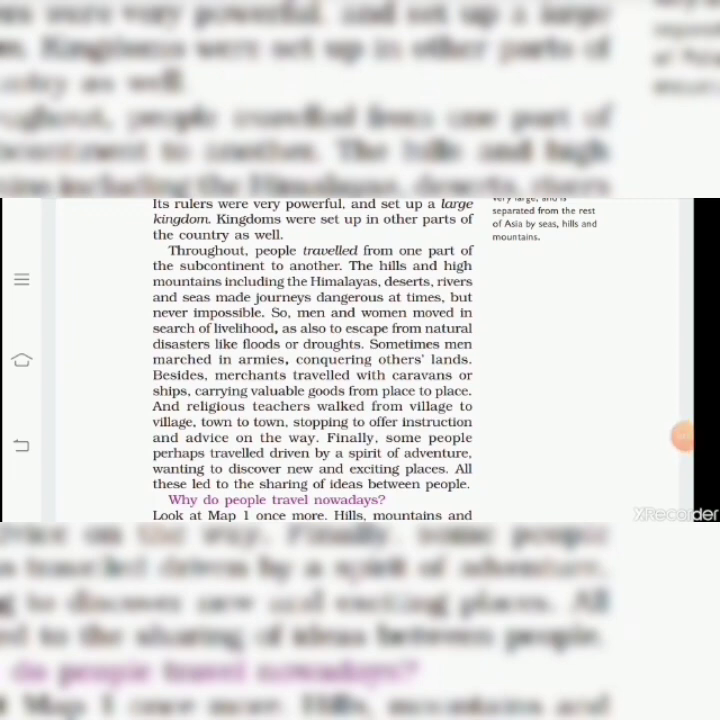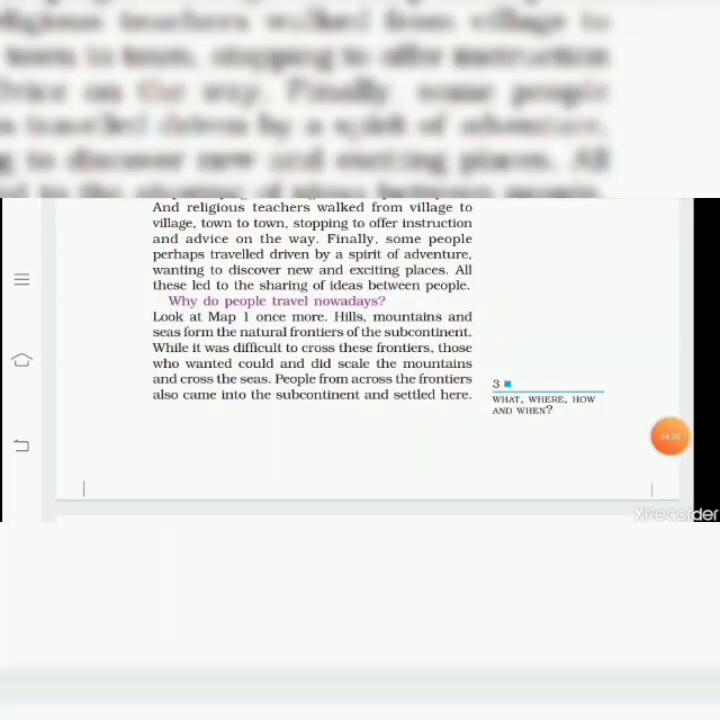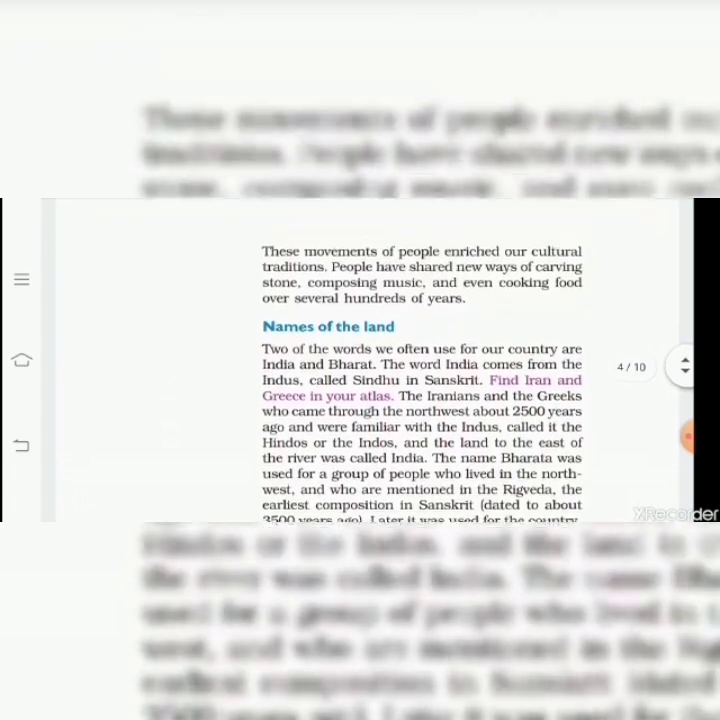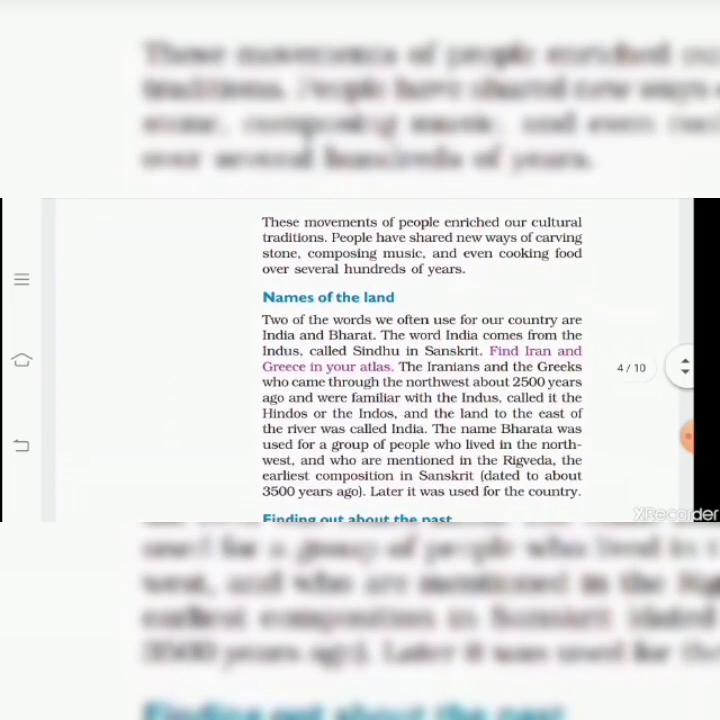Earlier, people used to fear that if they went to a faraway place, they would lose their caste. But still, many people moved to new places and explored many things. Because of this movement, there were social and cultural interactions among the people. Merchants traveled with caravans or ships carrying valuable goods from place to place. Trade was also there, and religious teachers spread their teachings all over the country. By moving to new places, they learned new things and new activities, like new ways of carving stones, composing music and even cooking food.